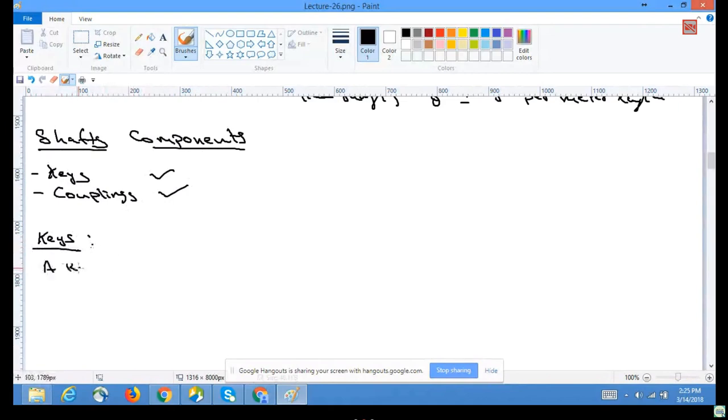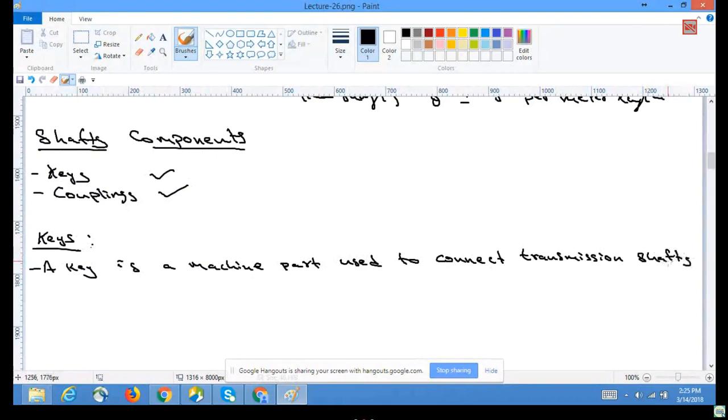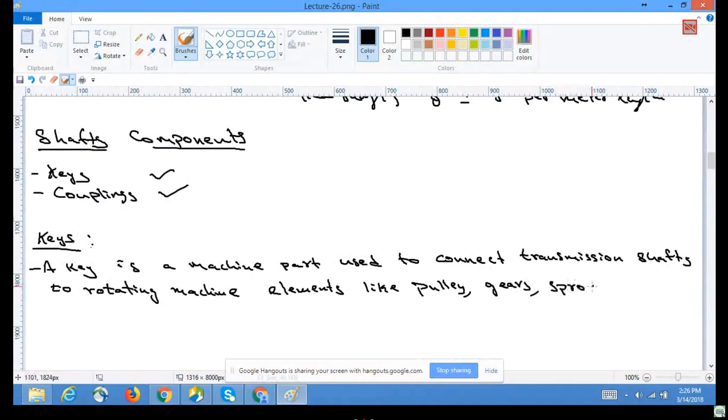so a key is a machine element or a part used to connect transmission shafts to rotating machine elements like pulley, gears, sprockets, or flywheels.